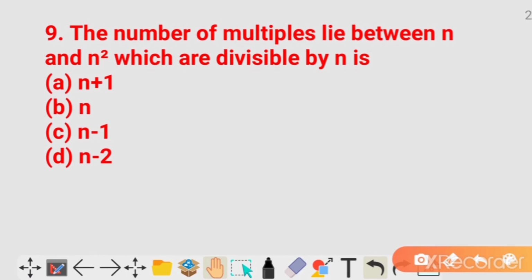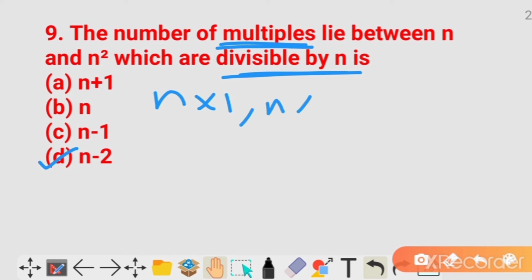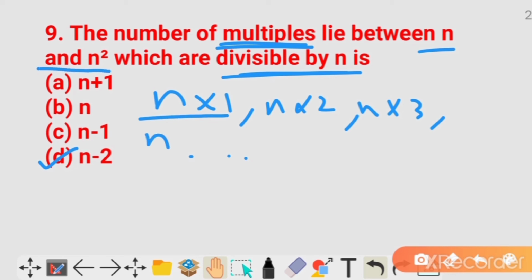And the right answer is option D, that means n minus 2. So the question says the number of multiples divisible by n. That means multiples of n are n into 1, n into 2, n into 3, and between n, that means n into 1, which is n, to n square, that means the last term is n into n, which is n square.